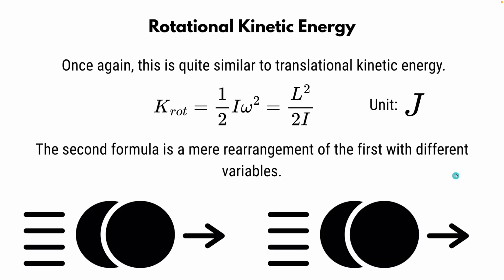Wow, okay, cool. Okay, so now we have rotational kinetic energy, and this is quite similar to translational kinetic energy. It's equal to 1/2 moment of inertia times omega squared, and so we get the second formula, angular momentum, which is usually denoted as L. Here it says capital L. If you see L, it means angular momentum. Angular momentum squared over 2 moment of inertia, and I'm not going to go over how to get this formula, but you'll see that it's just a rearrangement of the first with different variables.